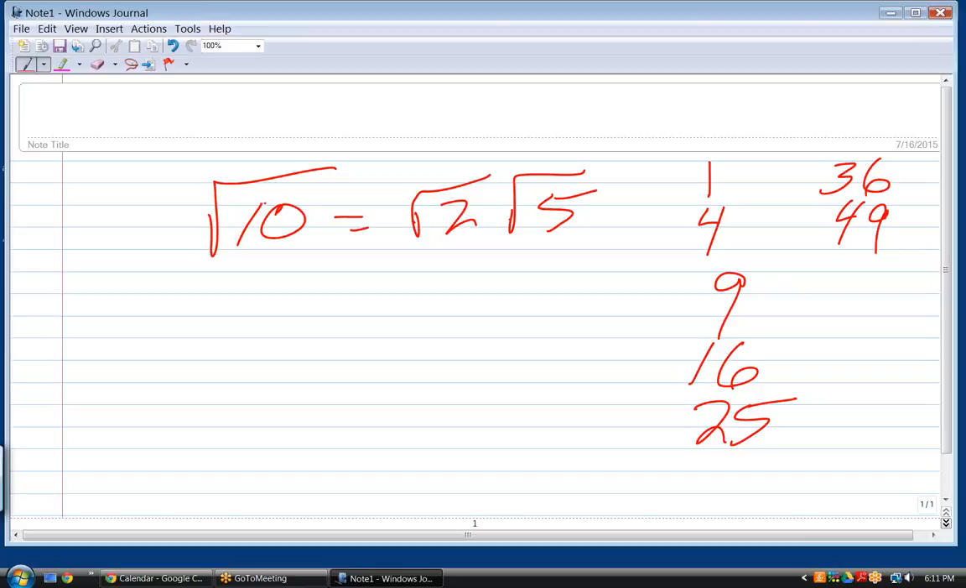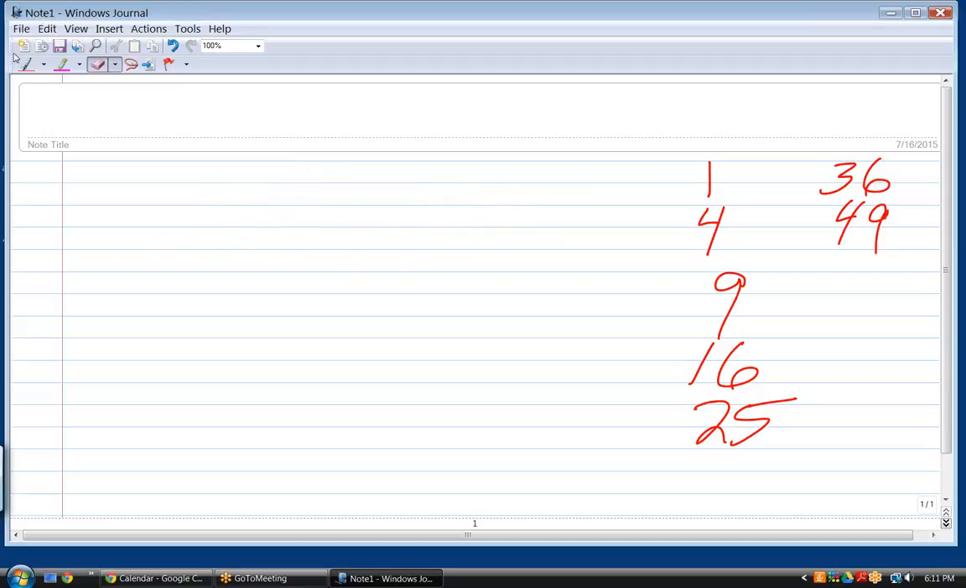So I don't ever want to do this. I don't ever want to make square root of 10 into square root of 2 square root of 5. I want to leave it as square root of 10. Unless you can find a factor that is a perfect square, then you don't do anything with it. Okay? You with me? Yeah. Okay, let's try some others. Square root of 48.